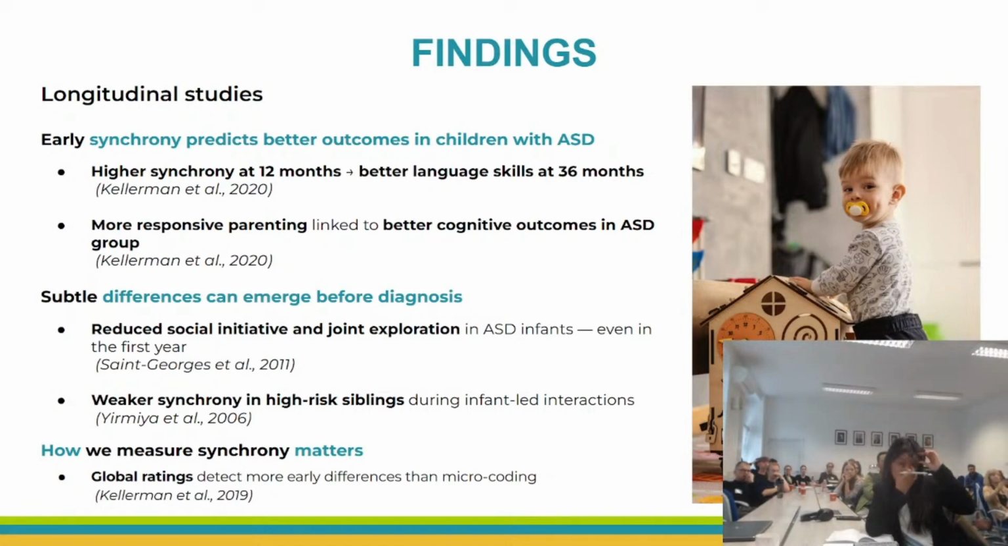Similarly, in another study, researchers showed that infant siblings of autistic children, often considered high risk, displayed weaker synchrony during infant-led play, suggesting that interactional differences can appear early, even before diagnosis.